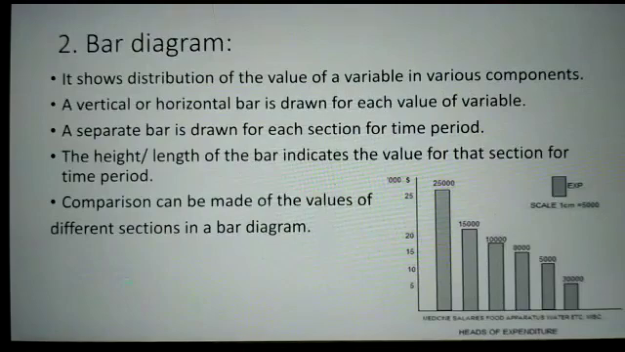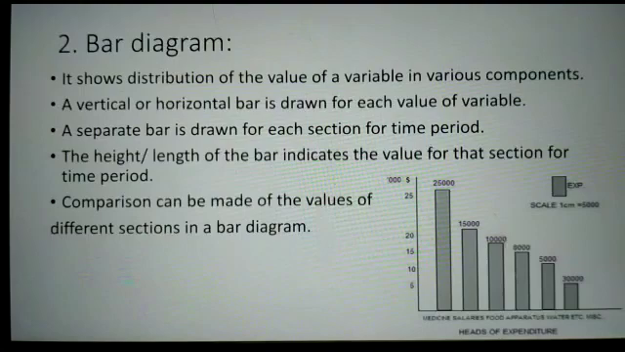In our series of the various types of diagrams, the next is bar diagram and types. Let us now see the definition of a bar diagram. A bar diagram shows distribution of the values of variable in various components. A vertical or horizontal bar is drawn for each value of the variable. A separate bar is drawn for each section or time period, and the height and length of the bar indicates the value of that section or time period. By comparing the height or length of the bars, a comparison can be made of the values of each section.